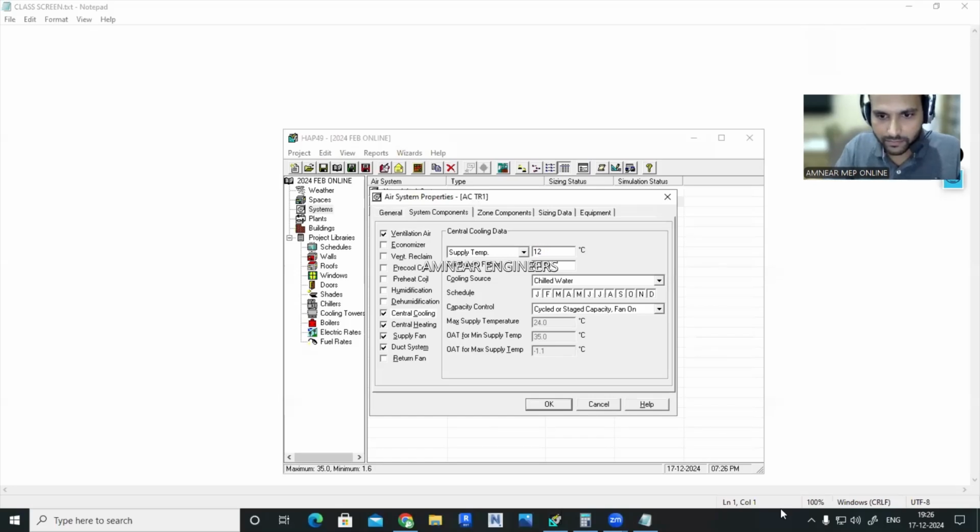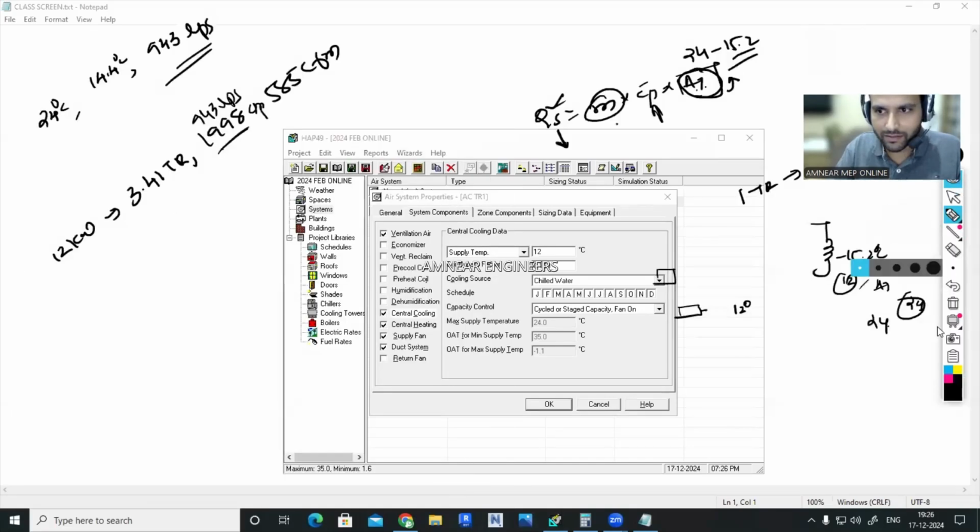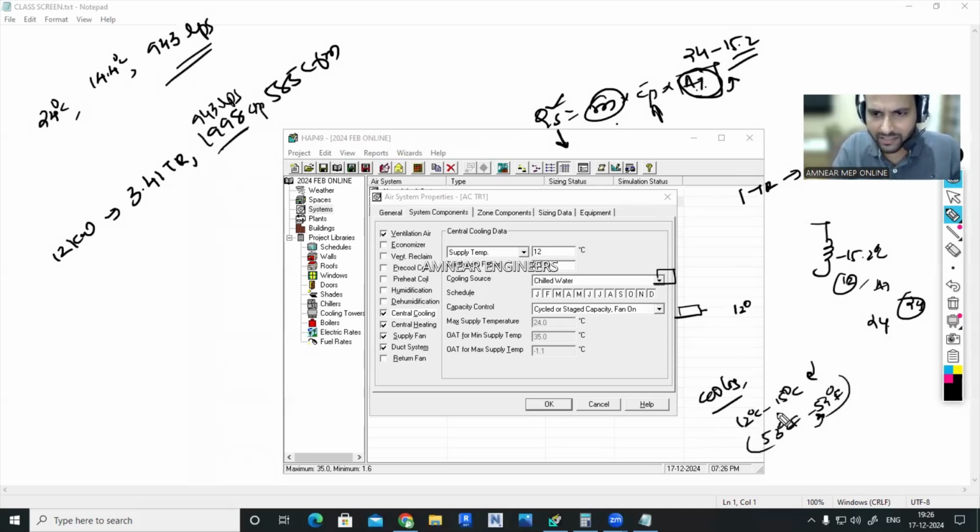Remember, for a comfort air conditioning system, for cooling application, supply temperature will be 12 degrees Celsius to 15 degrees Celsius only. That will be between 53 degrees Fahrenheit to 59 degrees Fahrenheit. So this is the imperial standard, this is metric. Most of the cases, that is the normal range. Sometimes it can go below that, but for most coils it should be higher than 10. This is the supply temperature.